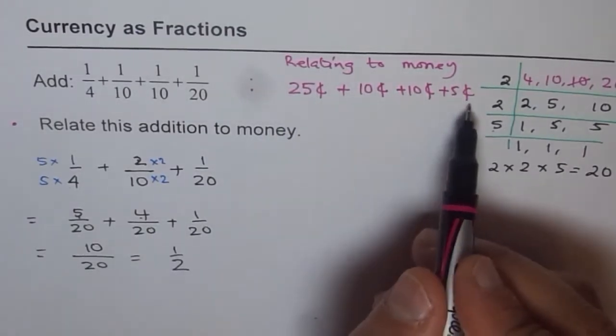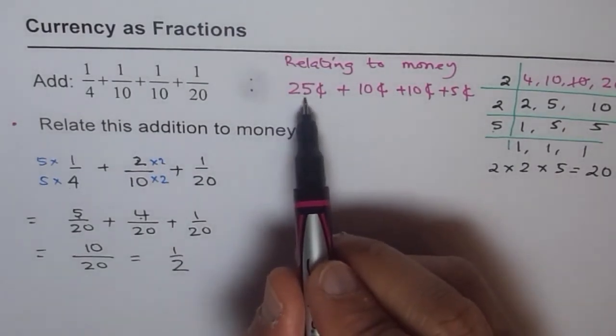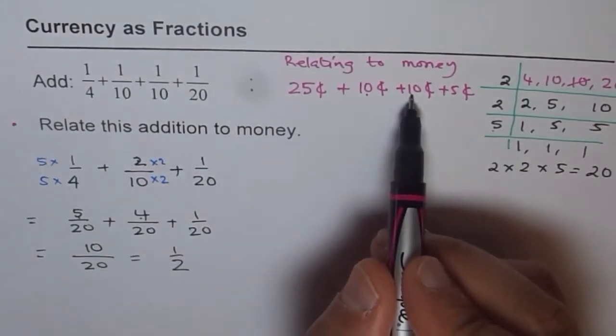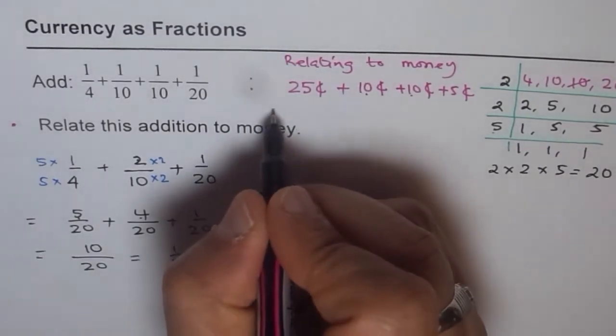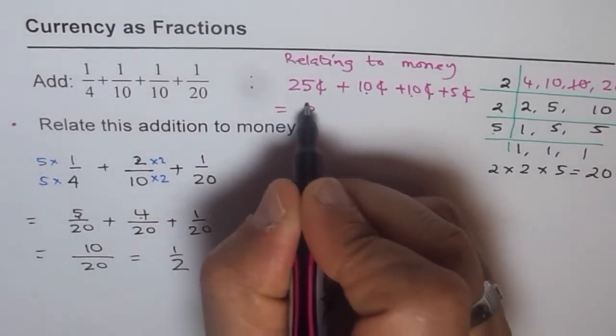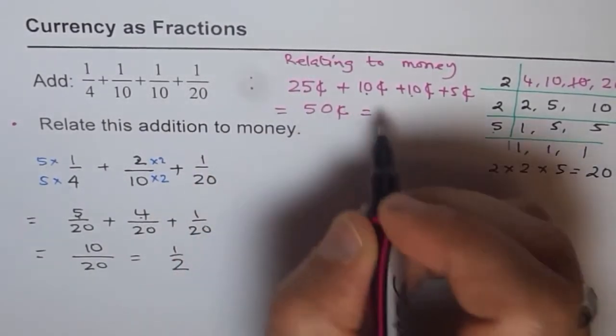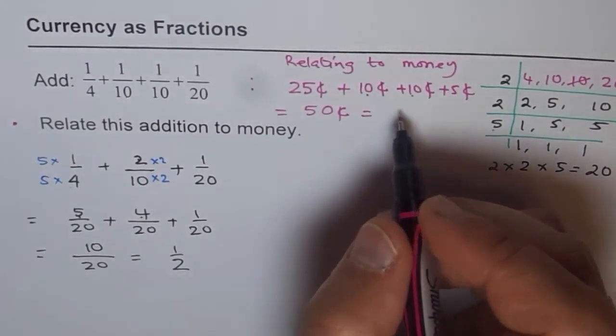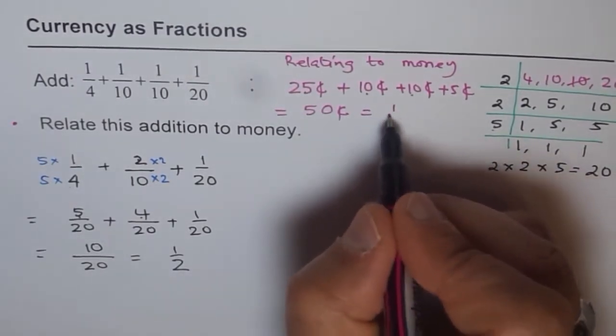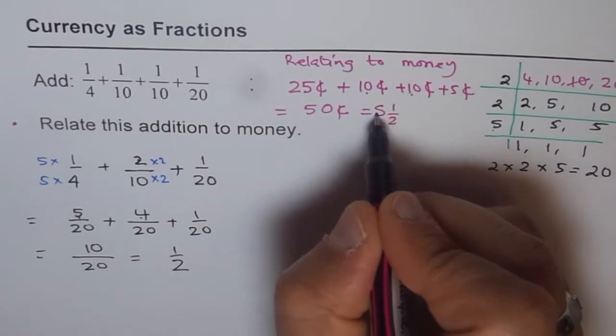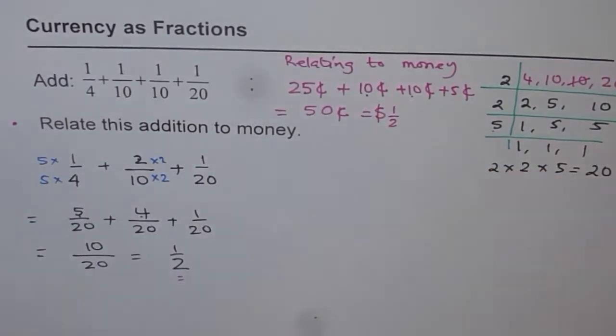So when you add these, what do you get? 25, 10, 35, 10, 45 plus 5 is 50, right? So you get 50 cents. 50 cents is half of a dollar, right? 50 cents is like half of a dollar. Do you see that? It's half a dollar. So you kind of get an idea how much that money is.